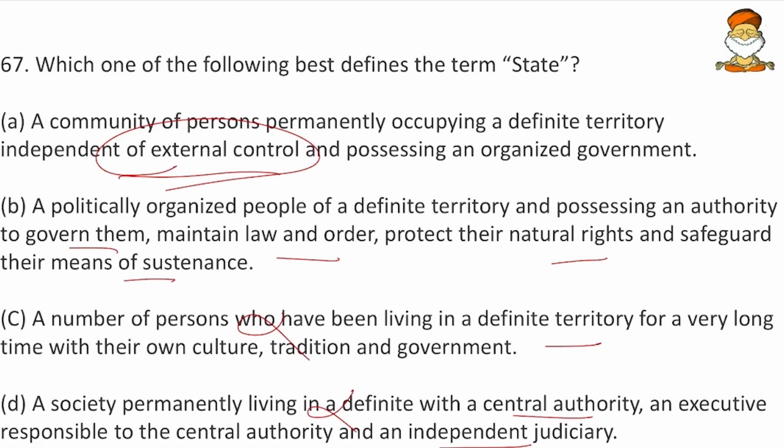A says about sovereignty, but B says much more than sovereignty. If you take concentric circles, the first option speaks of sovereignty, the second one, sovereignty plus the welfare state. So if you take the welfare state as an option, B will be the most probable answer. But there are confusions as well, friends. If you go with the definition in the NCERTs, A is already given in NCERT as a definition of state. But if you consider the overall comprehensive meaning, B will be the correct option.